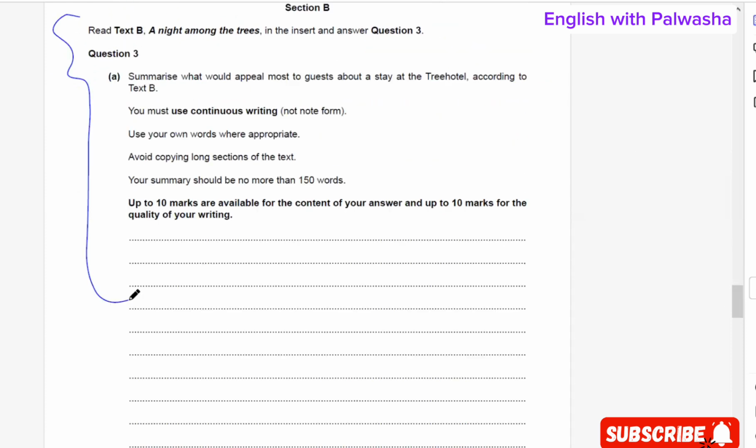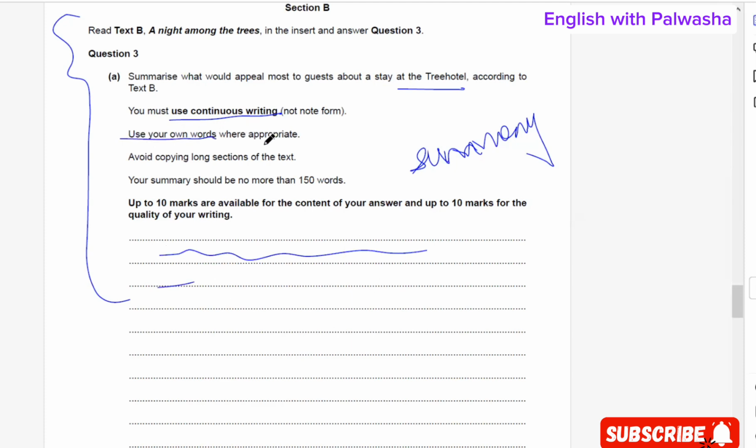Towards section B, and section B is all about continuous writing, the summary part. What is the summary, my dear friends? Summary means you have to summarize the text in your own words. Now, summarize what would appeal most to guests about a stay at the Tree Hotel according to text B. You're going to read the text B, so you must use continuous writing, not note form. No child will make a list in this, do not make points in lines. You have to write in a continuous form. Okay, continuous writing has to be done.